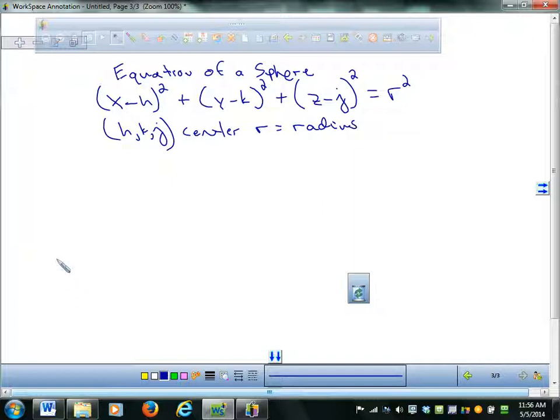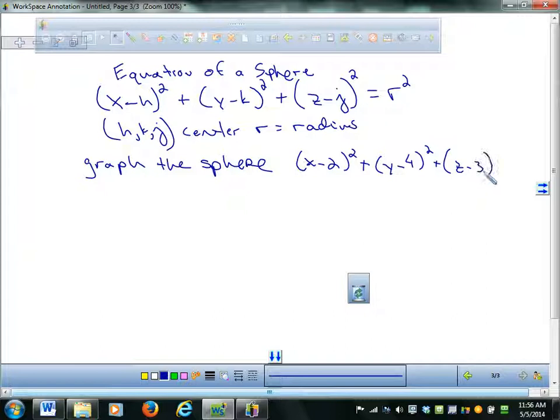And so they might say, graph the sphere (x minus 2) squared plus (y minus 4) squared plus (z minus 3) squared equals 9. Could you do that?